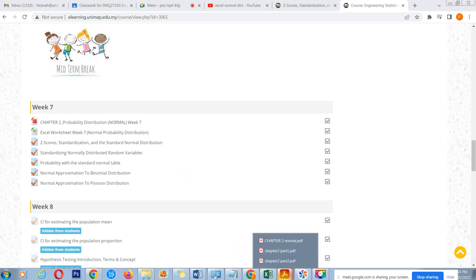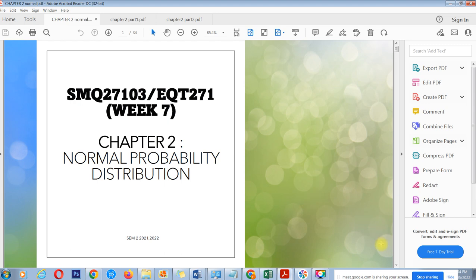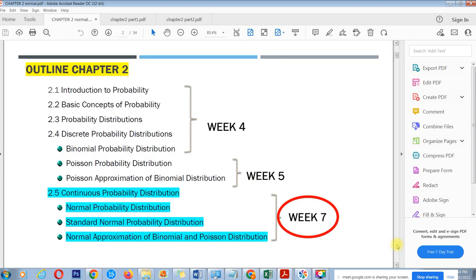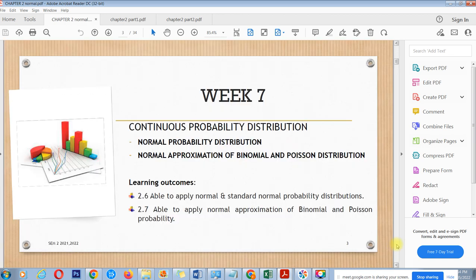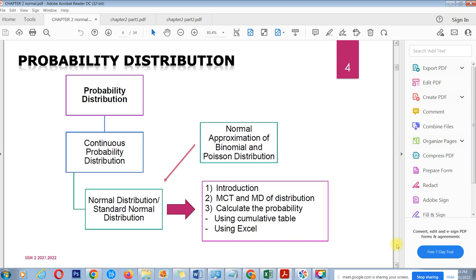Okay, chapter 2, normal probability distribution. This last chapter will cover the continuous probability distribution, normal probability, standard normal probability, and normal approximation of the binomial and Poisson distribution. This is week 7. We'll still discuss measures of central tendency and measures of dispersion of the distribution, and then calculate the probability using the cumulative table and using Excel. So you need to know how to use the table and Excel.